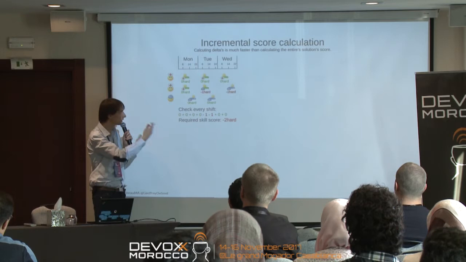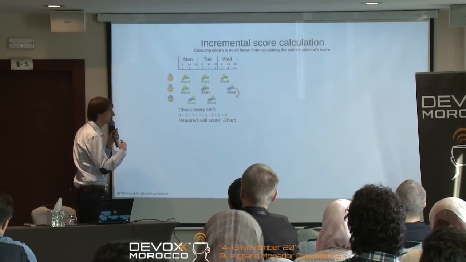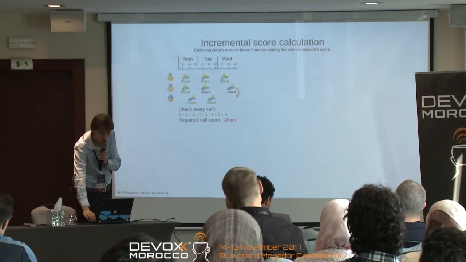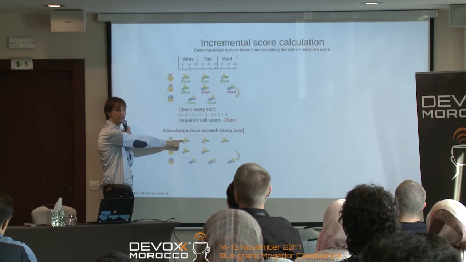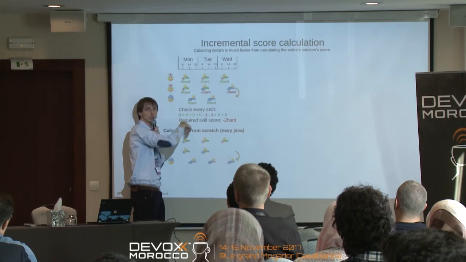So let's suppose we just change this shift and move it to that employee. Of course, this shift now ends up there. If we recalculate this from scratch, with Easy Java, we check: is this shift now assigned to a nurse? And that shift, we check that too. So we do the same thing all over again. It's a big waste of time.